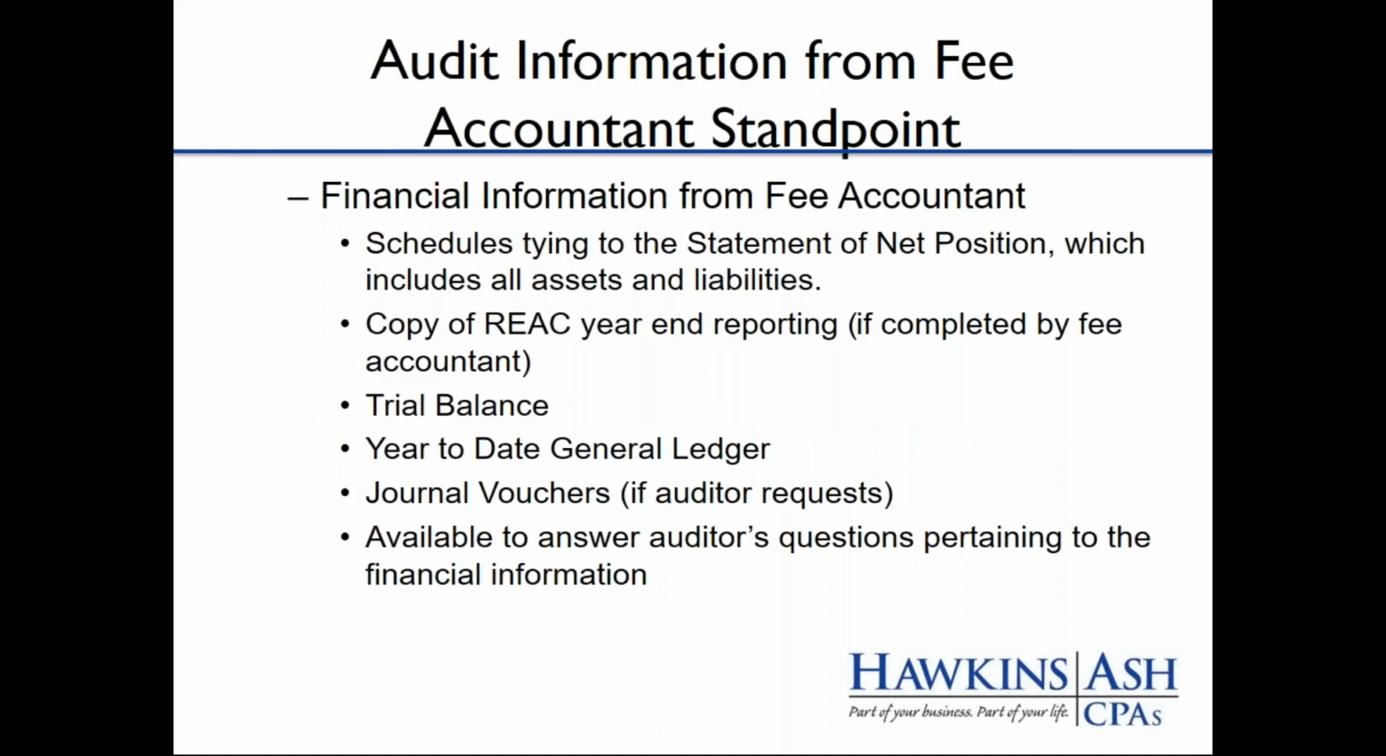Your fee accountant, if you have one, should also provide some information for your auditor yearly. This should include the schedules that tie to all your balance sheet items, including any asset and liability accounts, along with a copy of your REAC year-end reporting, a trial balance, which typically can be in Excel, a year-to-date general ledger, and if the auditor requests, they should be able to produce the journal vouchers for that fiscal year. Your fee accountant should also be available to answer any questions pertaining to the financial information that they send you.